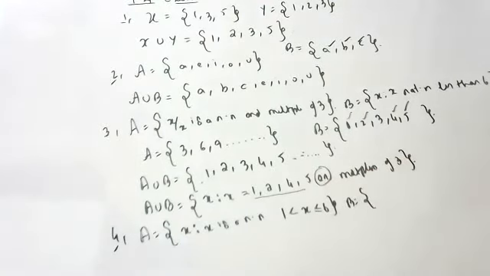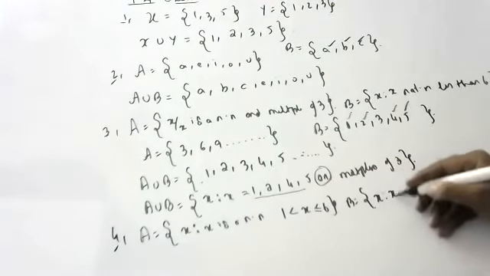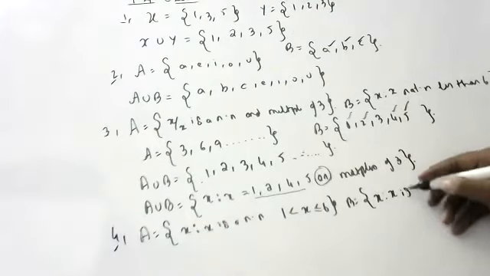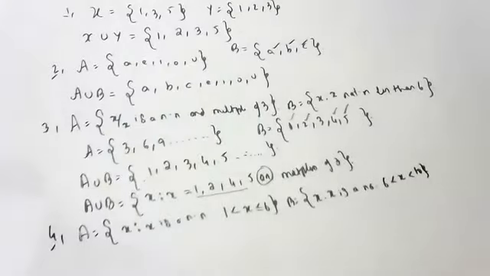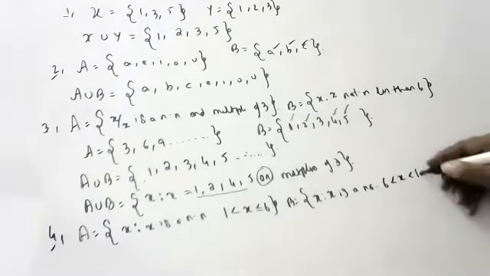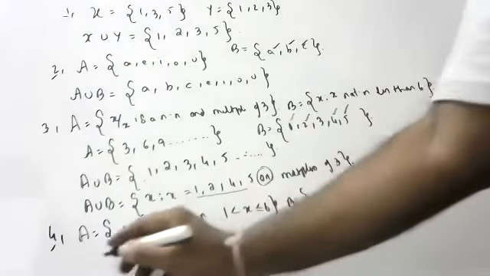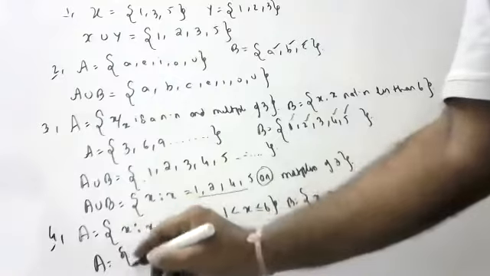B also: X such that X is a natural number lying between 6 and 10. Children, they are lying between 6 and 10. Now tell me, X, what is A, children? Anyone? What is A? 2, 3, 4, 5.